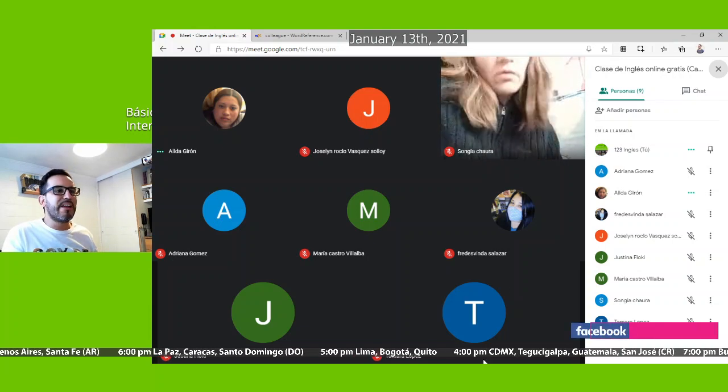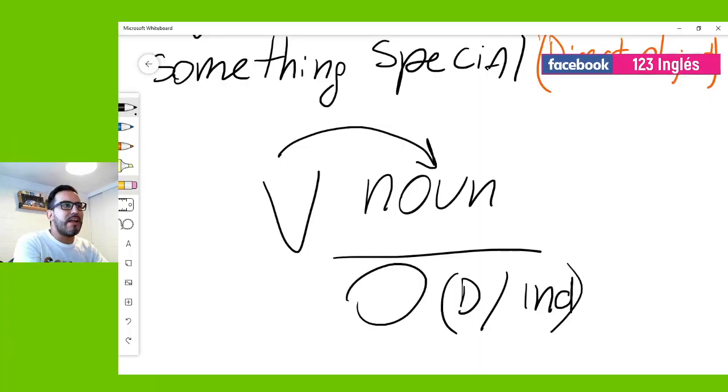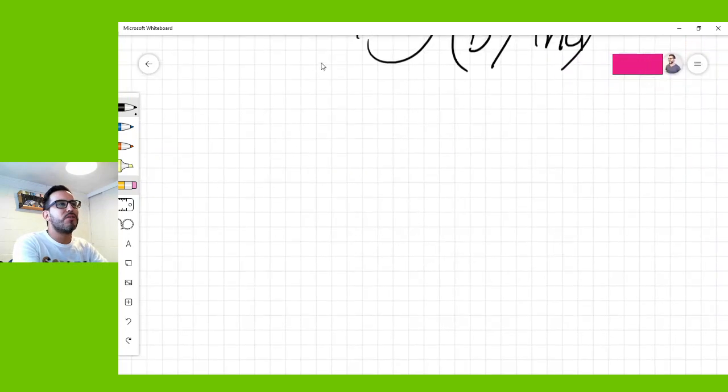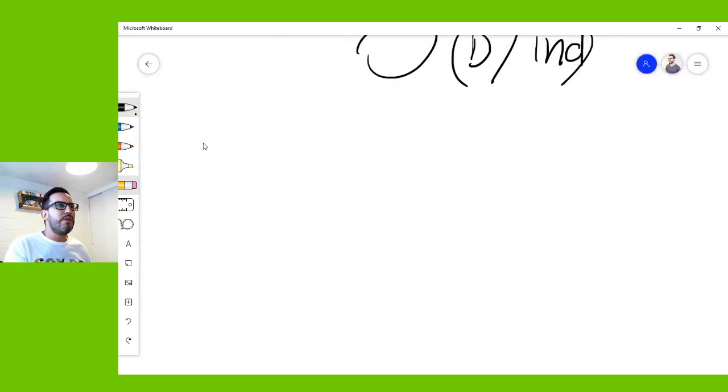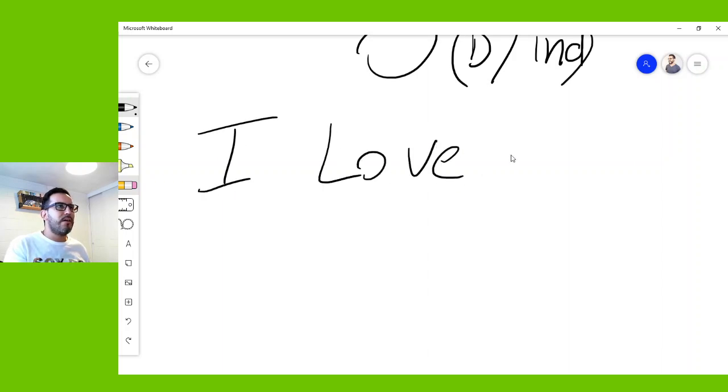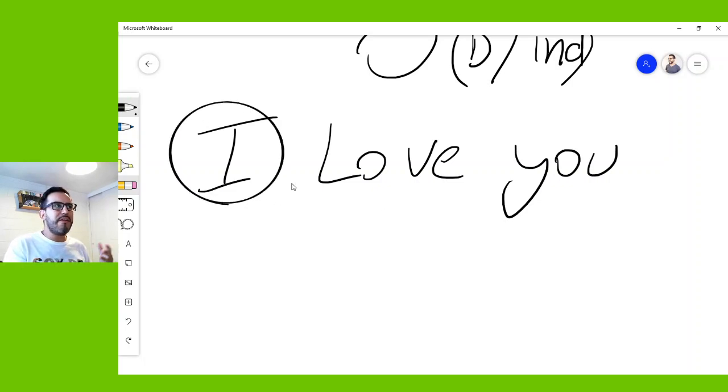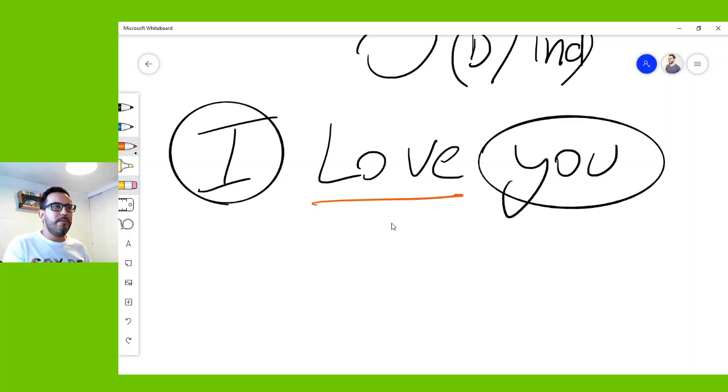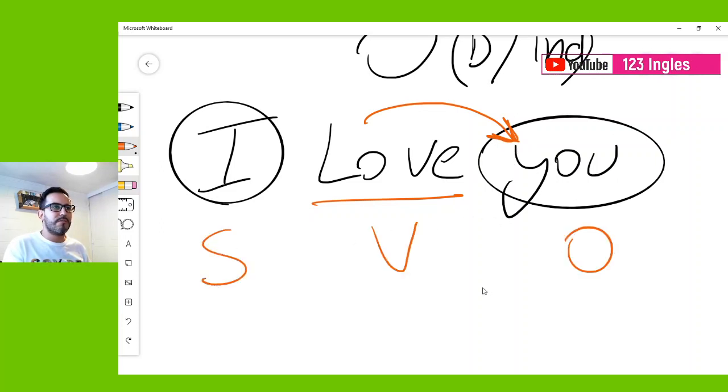Yo les explicaba en la clase anterior, quizás las oraciones ahora no son tan evidentes, no son tan fáciles de entender. Pero si yo les digo esta oración tan típica, I love you. Here we have a very clear example. I, subject, you, the object. Love is the verb, and this verb affects the object. Okay, so here we have the subject, the verb, and the object.